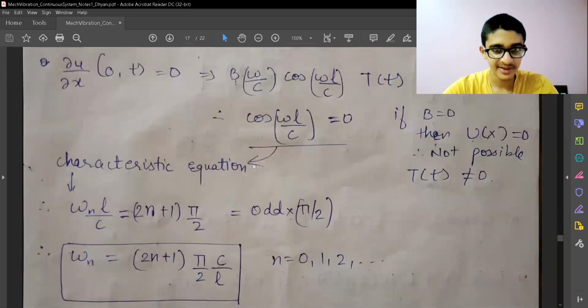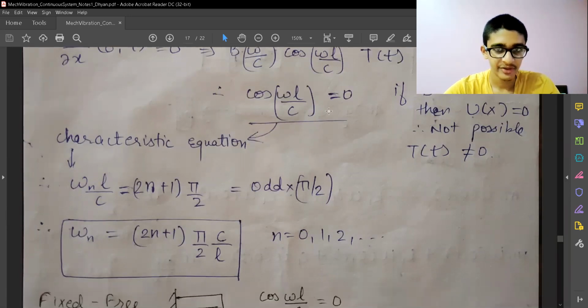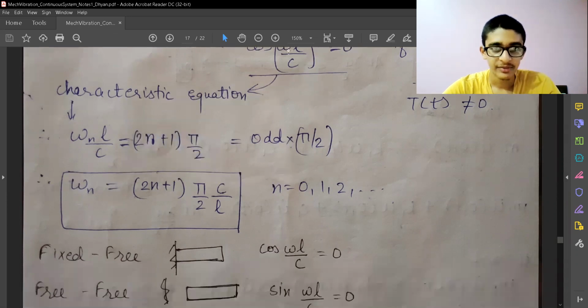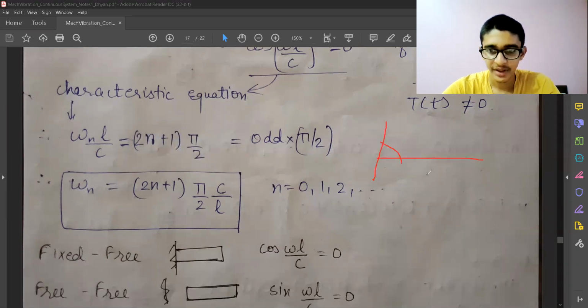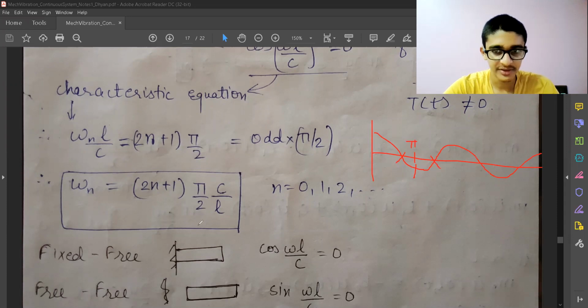And when I use this and expand, when the cos is 0, that means it is 0 at odd multiples of pi by 2. You must remember the cos chart directly. So this was pi by 2, this is 3 pi by 2, this is pi. So at all odd multiples of pi by 2, we have cos equal to 0.